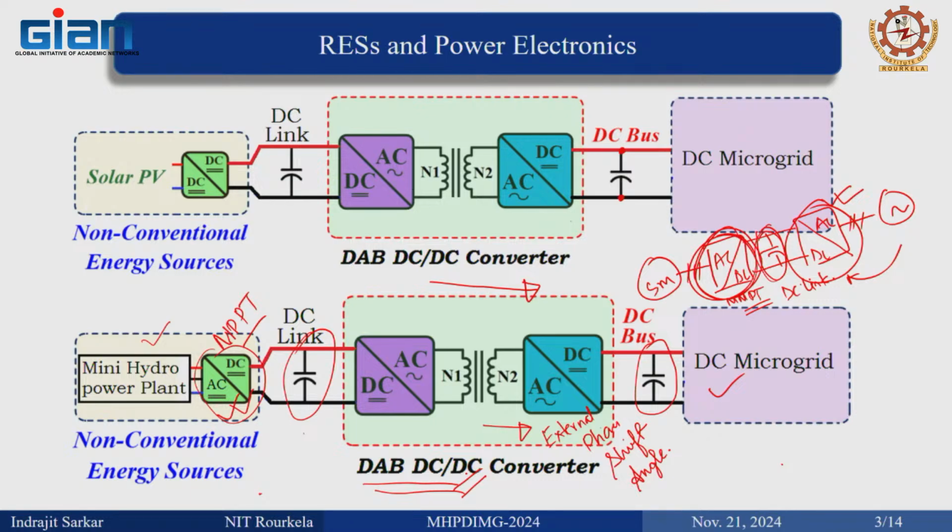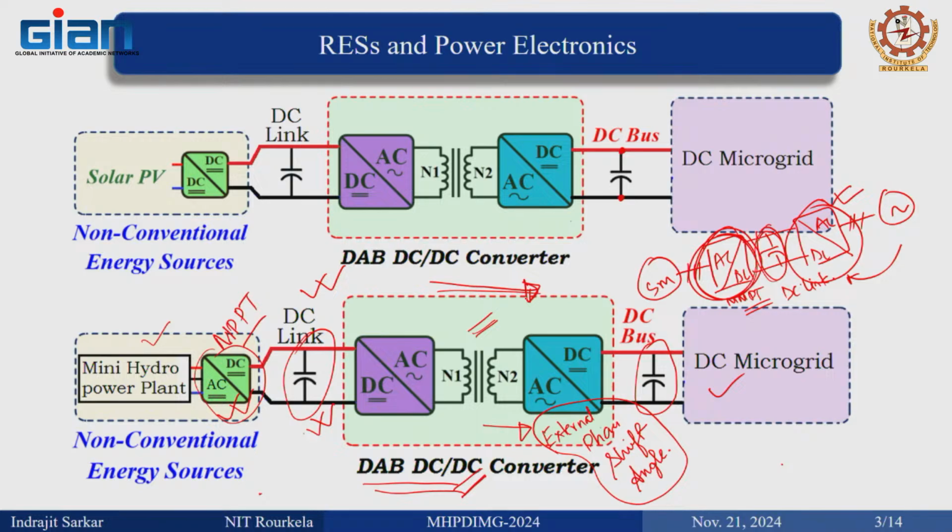How do you think it can be achieved, that you want to maintain the DC link voltage? You must have a voltage control. The DAB has to be in voltage control mode, so that this DC link voltage can be maintained at a fixed voltage, and at the same time you do the firing angle, external phase shift angle control, so that power can be delivered to the DC grid.